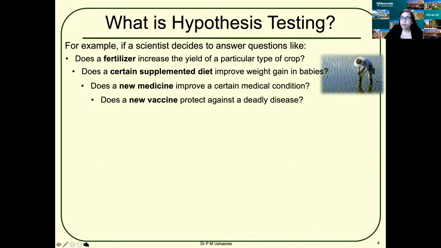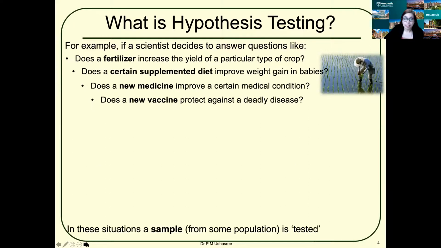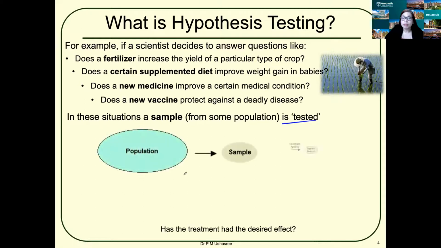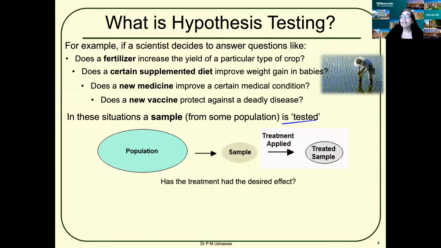That is, what does the scientist do? The scientist will choose a random sample from the population and test it. That is, a sample is chosen from the population and the treatment is applied on the sample. A treatment is applied on the sample. And then the hypothesis is tested. Has the treatment had the desired effect?